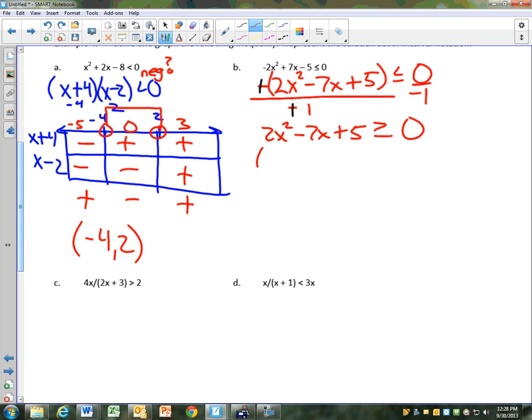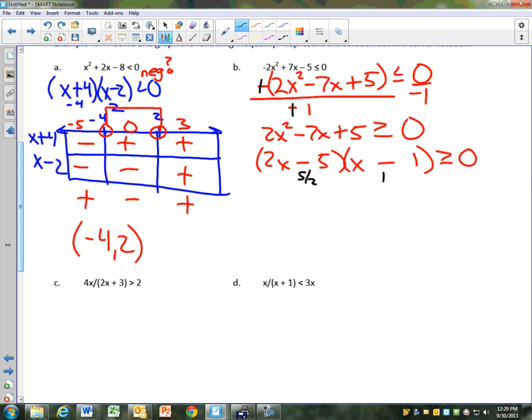So this does factor. I have a 2x and an x. Anybody see the factorization? Minus 5, minus 1. I have it factored. I now need to look at my solutions. I don't have a denominator, but I do have a numerator. So what are the solutions to 2x minus 5 and to x minus 1? Very good. 5 halves and 1.